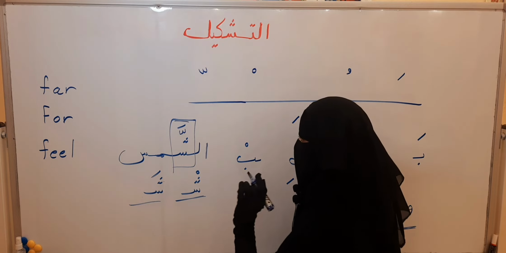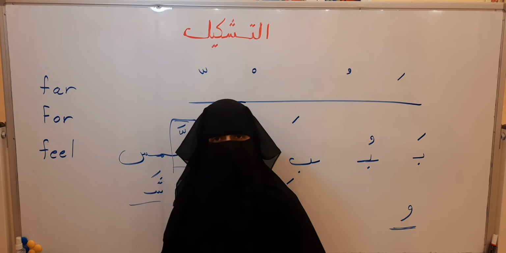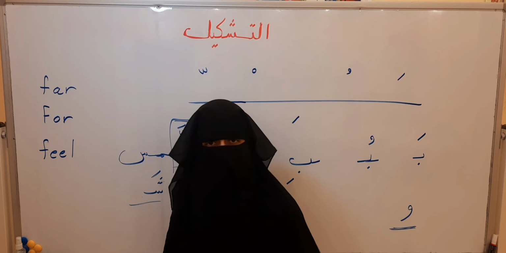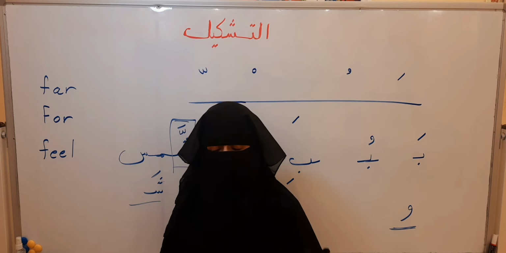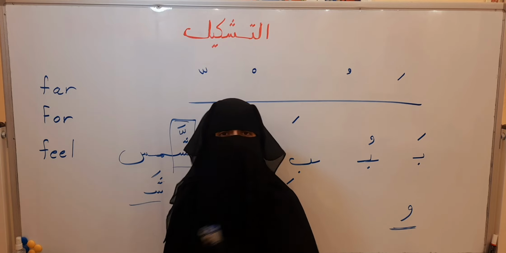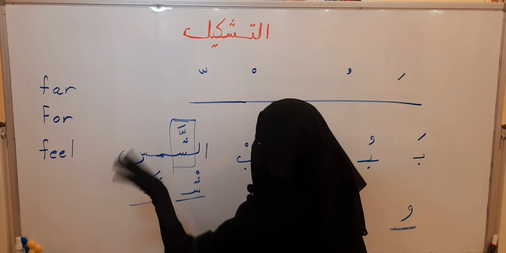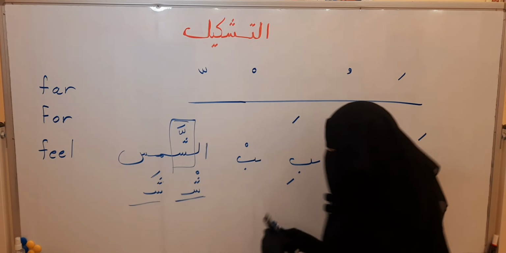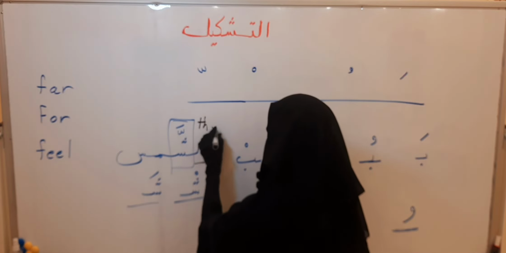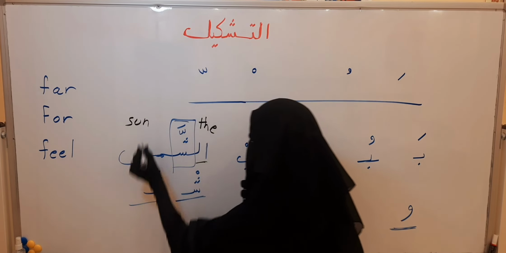Besides, in the Arabic language, we read every letter that we write. Nothing is written without being read in Arabic. Let's see. Al-shams. Al-shams, it means the. Shams, sun. Al-shams, the sun.